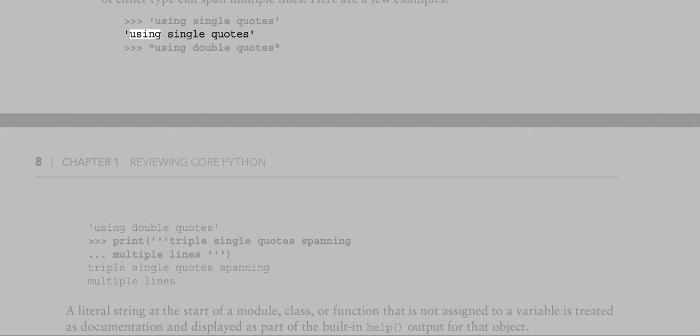Using single quotes, using double quotes, and triple single quotes spanning multiple lines. A literal string at the start of a module, class, or function that is not assigned to a variable is treated as documentation and displayed as part of the built-in help output for that object.